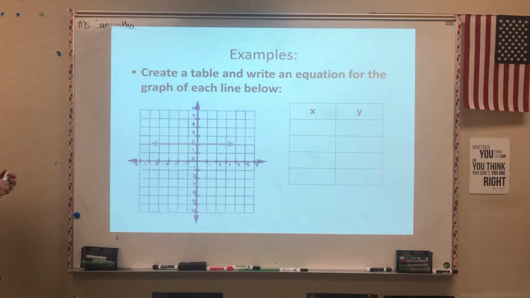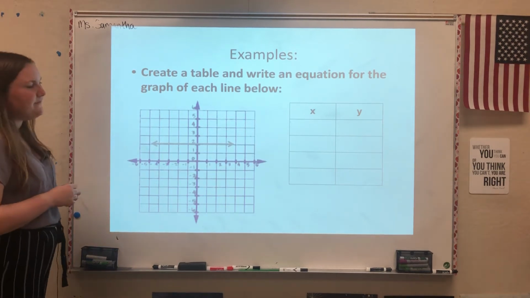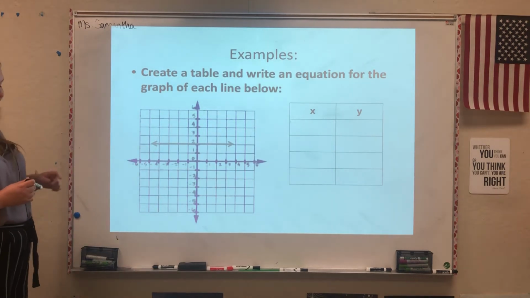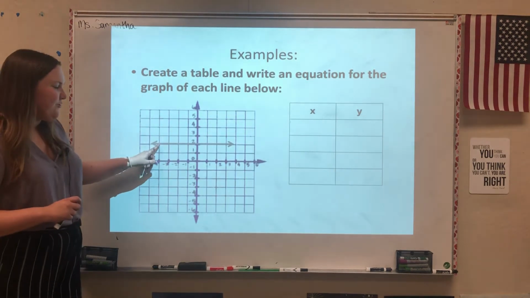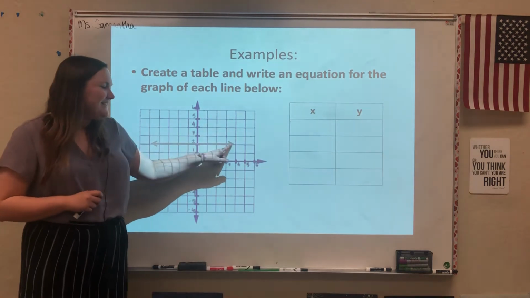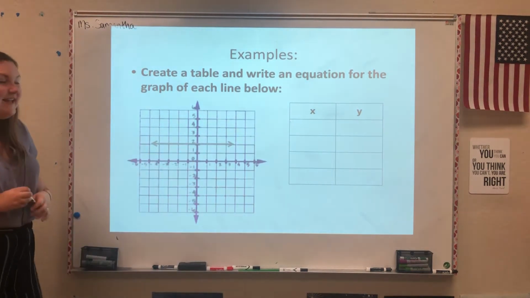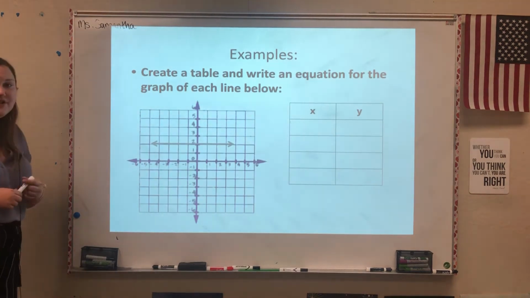The first problems here say create a table and write an equation for the graph of each line below. And we're starting with this graph here. I'm not sure if you can see it clearly because it's like a light gray color, but this line right here is the line they're asking us to create a table for and to write an equation of. I'm going to start with that table.